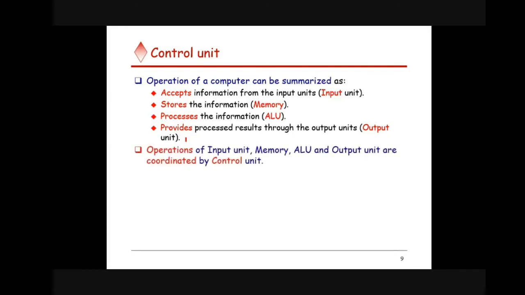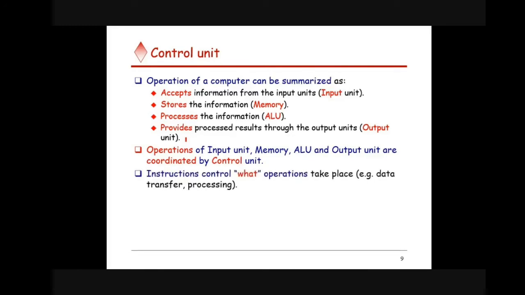I already told you, the control unit will be doing the coordination part. Operations of the input unit, memory unit, ALU unit, and the output unit are coordinated by the control unit. So what do you mean by that coordination? When and what to do. That is what coordination means.